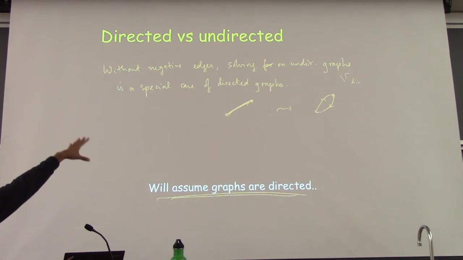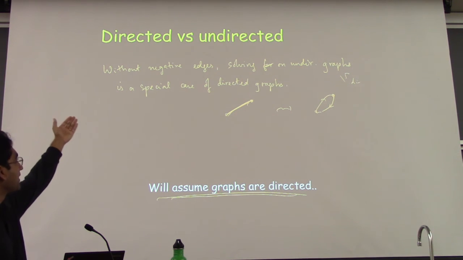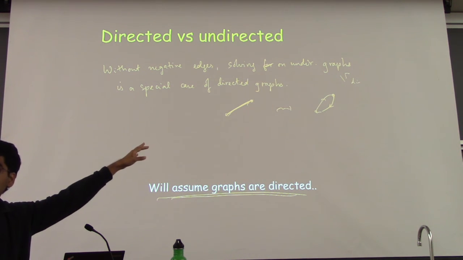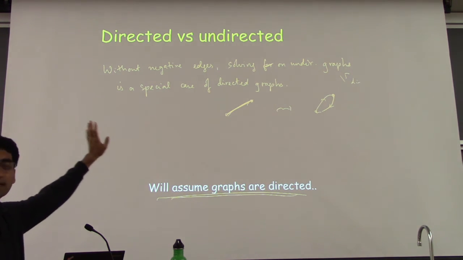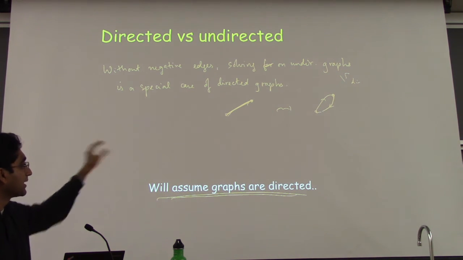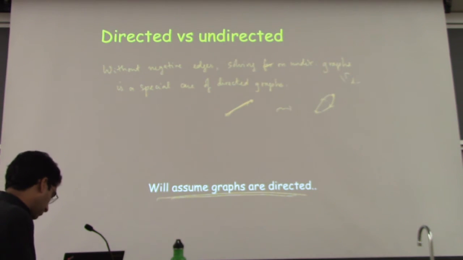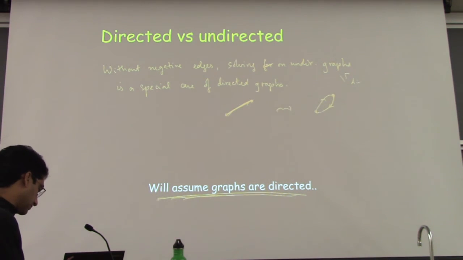So does everyone see the issue that if you don't have negative edges, both are equivalent. But once you have negative edges, you can't do this reduction. So undirected graphs are a bit more tricky to handle. So we'll assume that graphs are directed.